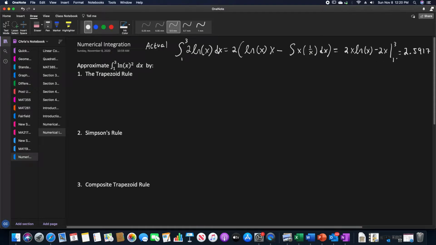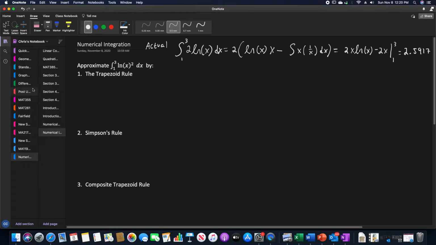So, doing so, if we were to put that into a calculator and all those parts, we would obtain an answer of exactly 2.5917. So, something to keep in mind as we go through some of these examples. So, the trapezoid rule.